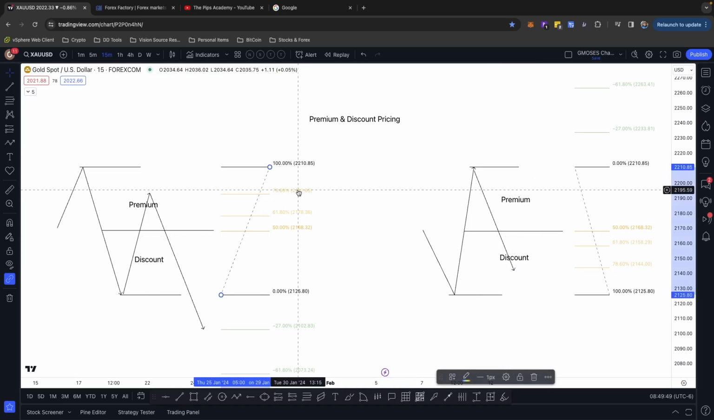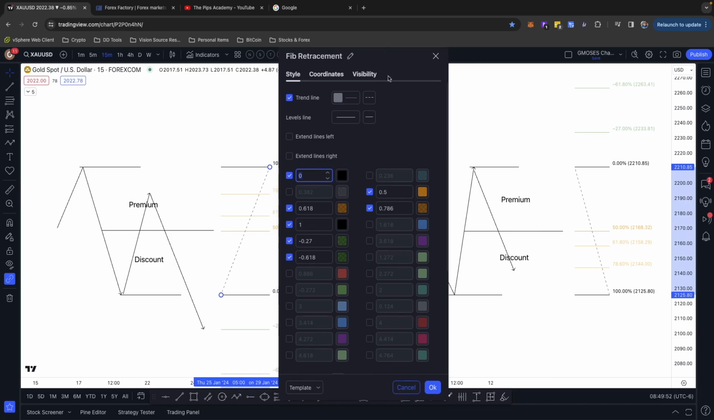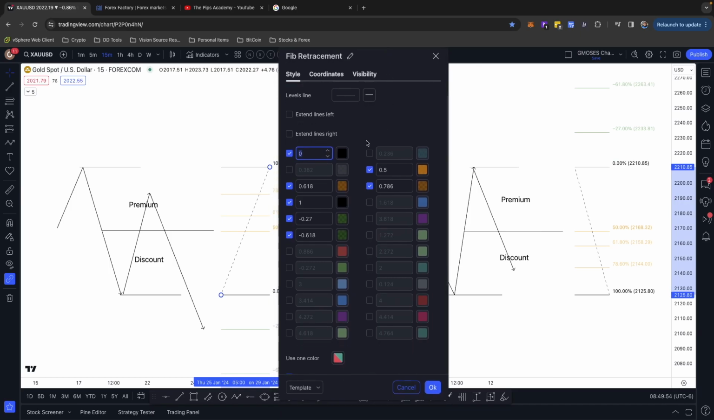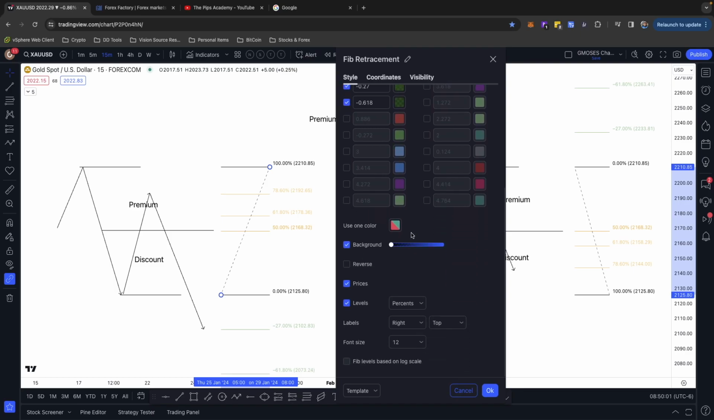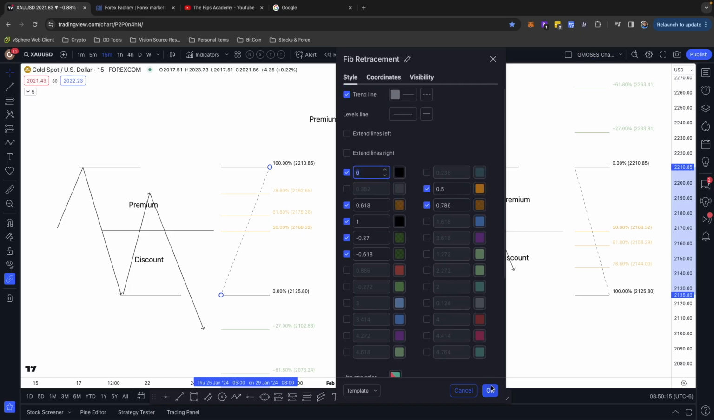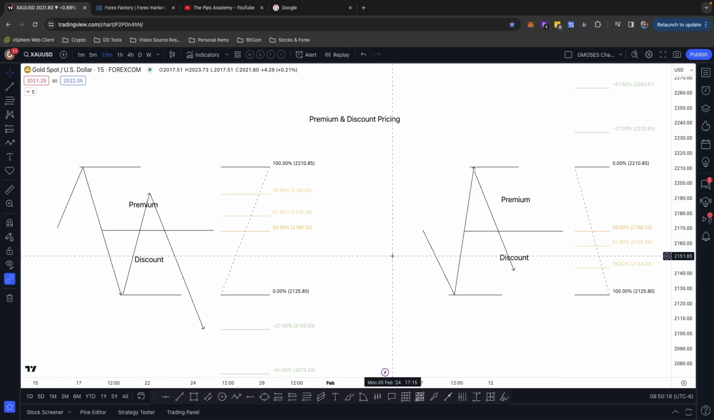Now if we're looking at our Fibonacci settings, here are the settings that we have. You guys can screenshot it or copy it down, but I'm going to move this over so you can see the values that I have. Also, if you come down here, I have my background shaded out. I have prices and levels checked, and I have percents. I like my labels to be on the right and on the top, and my font is around 12. Like I said, these are the levels that I have on my Fibonacci. If you want to learn more about Fibonacci, there'll be a link that pops up right here.